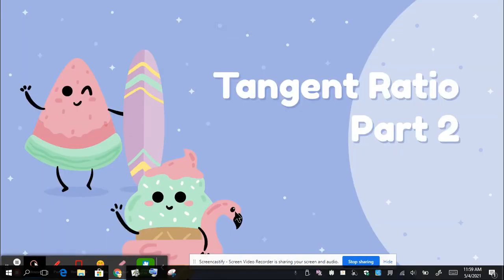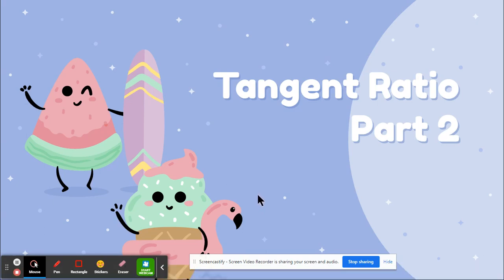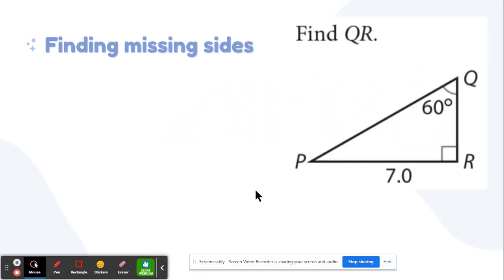Welcome to Tangent Ratio Part 2. So in this lesson, we're going to practice how to find missing sides. All right, so here's our very first one. We have find QR as our question.